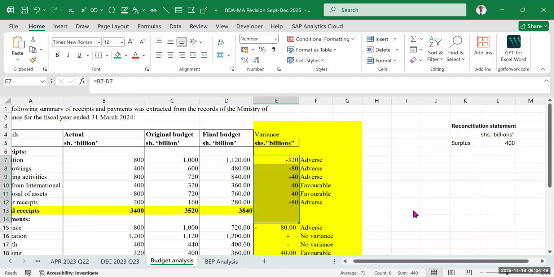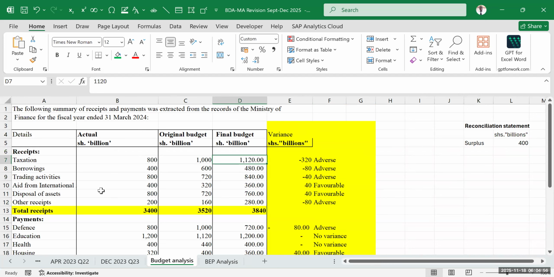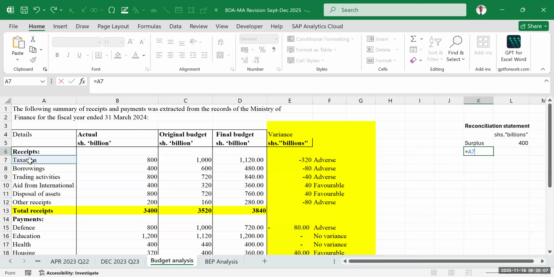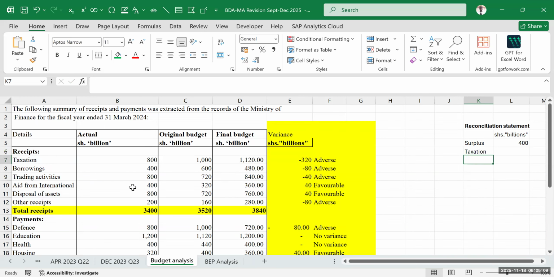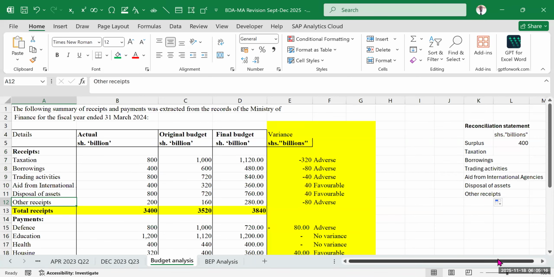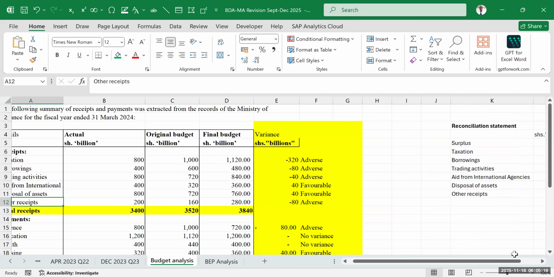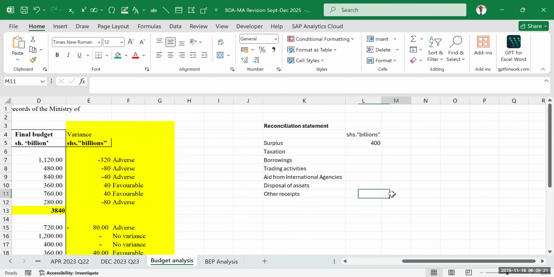And the realities we have per vote head, we start by the first element. On receipts, we start with the taxation. What reality have we faced or what differences have we realized on this line of taxation? Now, I will pick them, I will refer to the first one. Then, once I've referred to the first one, what I will do is just to pull it down to bring all of them up to other receipts.